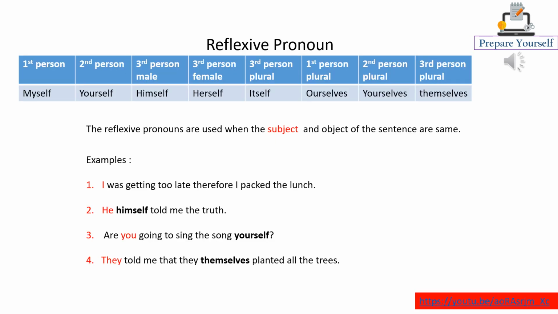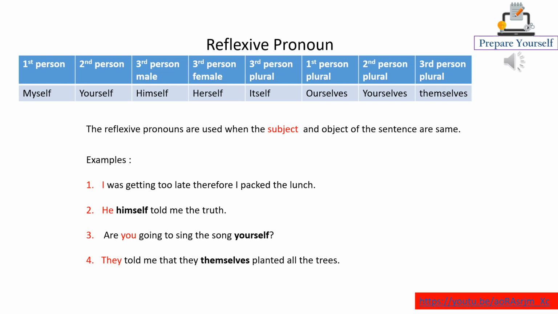Reflexive pronoun. The reflexive pronouns are used when the subject and the object of the sentence are same. If you do not know the subject and the object of the sentence, in the previous video I have already taken the session. I have shared the link below. Please have a look at the video to get more understanding of subject, predicate as well as object. Now let's begin with the example.